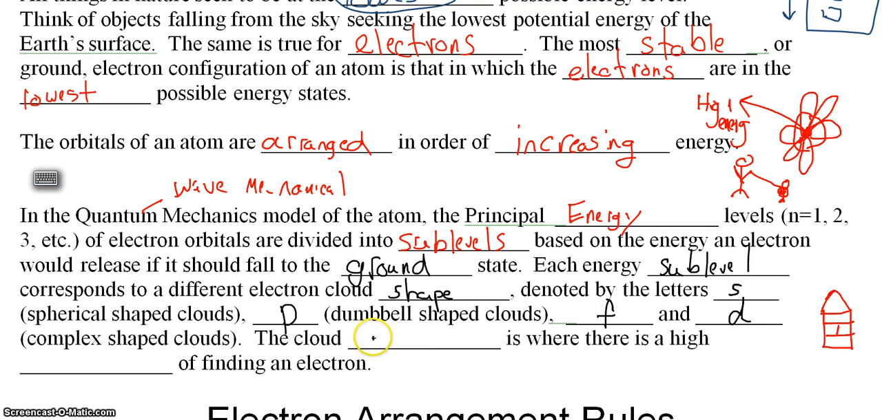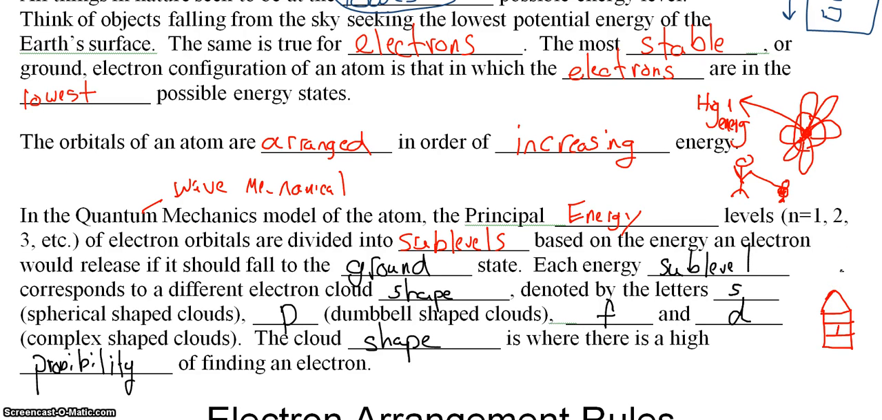The cloud shape is where there is a high chance or probability of finding the electron. That's our best bet. Again, back up here to our model of the atom. Right here, we're going to find the electron in these clouds.